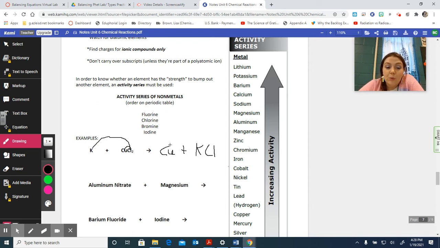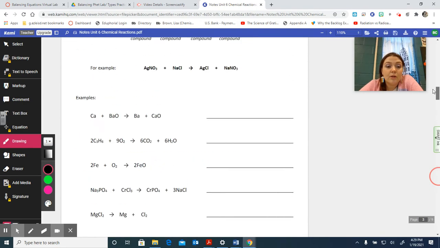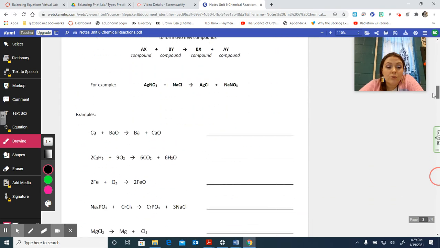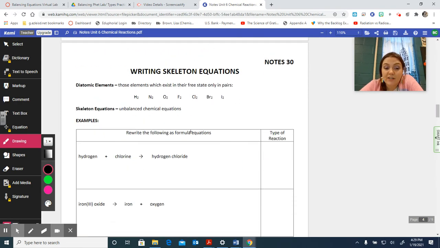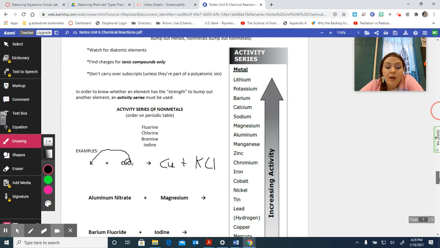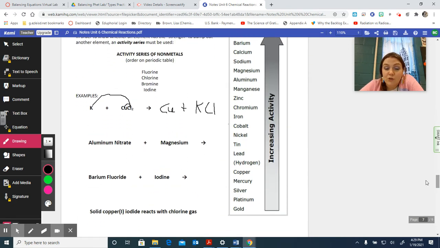To do that, remember when a single element is by itself, you ask yourself, is it part of the diatomics? The diatomic elements were these 7. Is copper one of these 7? No. Okay, so then it doesn't need a little 2. We just leave copper by itself. That's all you have to do when an element's by itself: check your diatomic list. If it is in the list, then it needs a little 2. If it doesn't, then leave it alone.